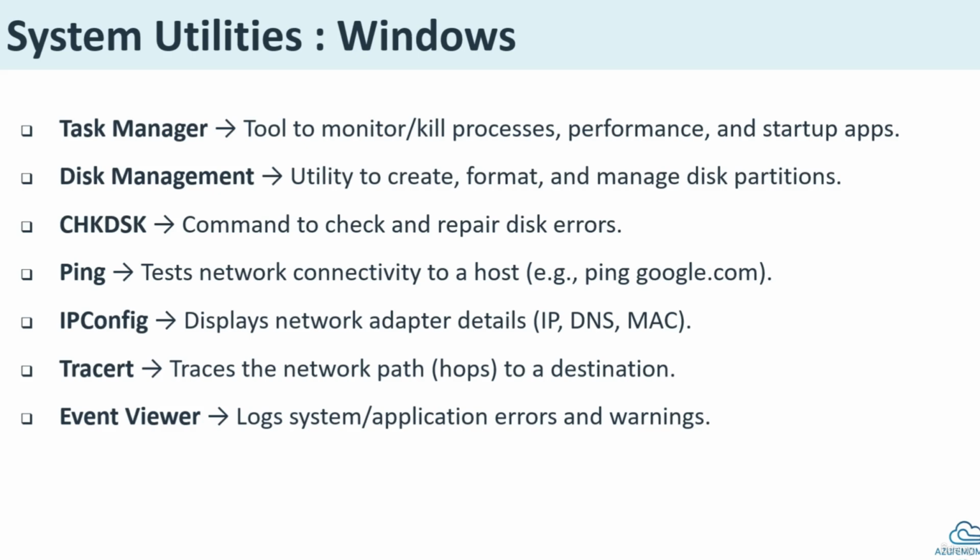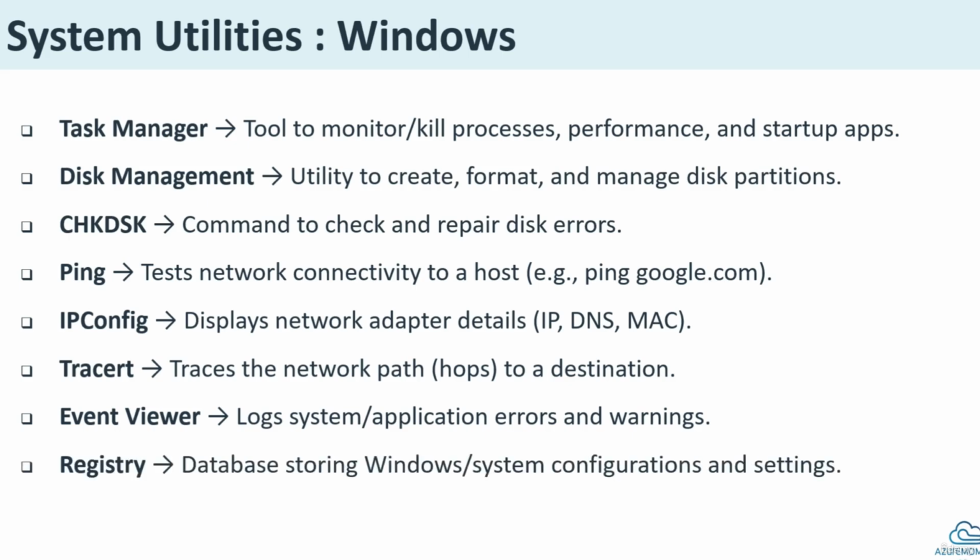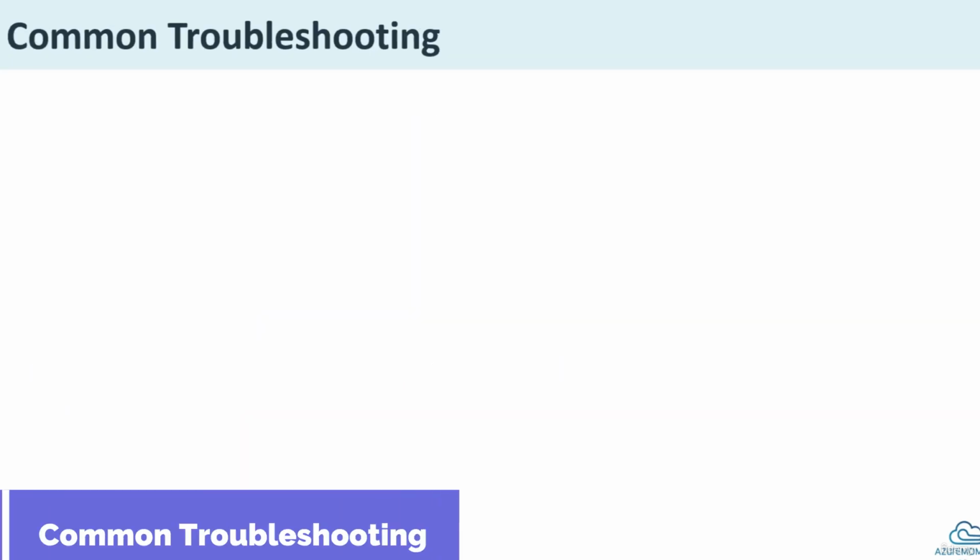Event Viewer. It lists system errors, crashes, and warnings for troubleshooting. And Registry. It is a central database for your Windows. Editing it can change how your PC behaves. All these tools help manage, fix, or check your computer. Now we'll understand common troubleshooting.